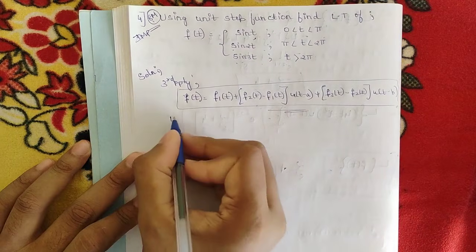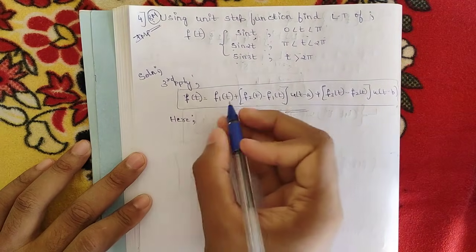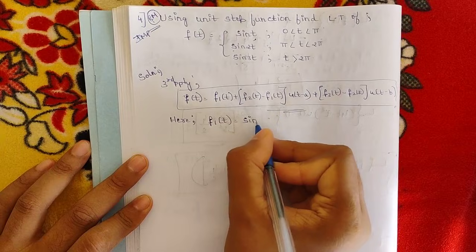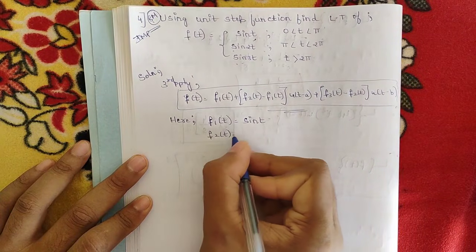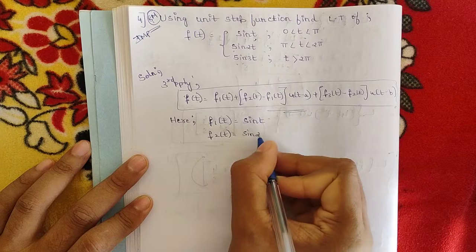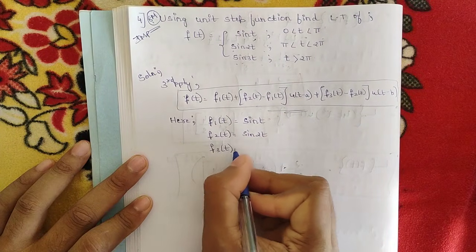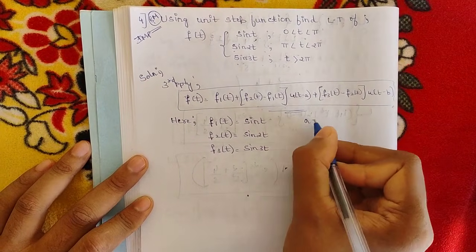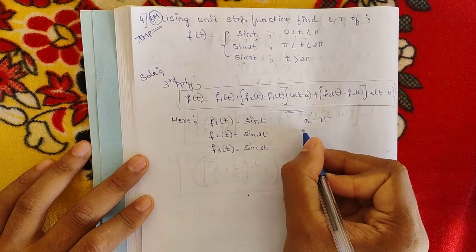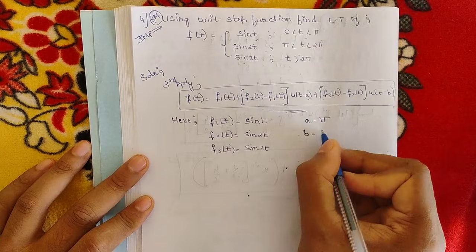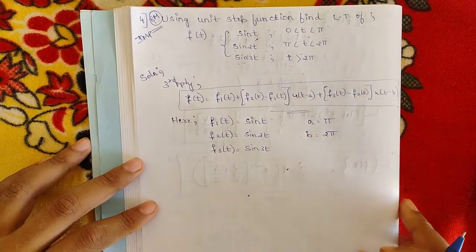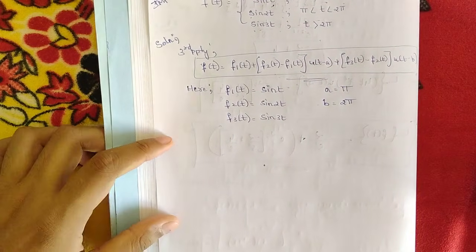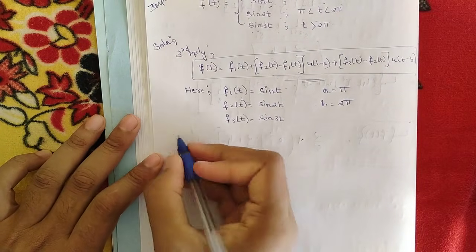So according to this, write the values of all the terms. In place of f1 of t, what we have? Sin t. In place of f2 of t, sin 2t. In place of f3 of t, sin 3t. And in place of a, pi. In place of b, that is the next interval, 2 pi. So like this we have the values of all the things. Now let us adapt this problem, how to solve. Substitute the values accordingly.